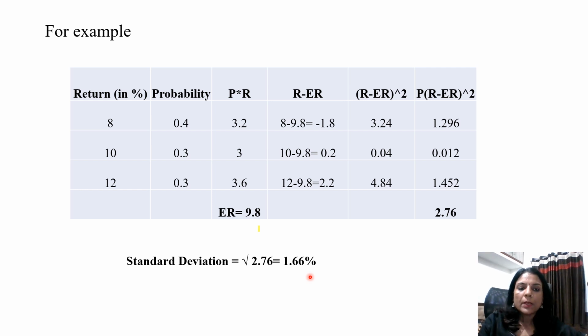So in this example, when you have three securities X, Y, Z, with returns of 8%, 10% and 12% with probabilities 0.4, 0.3 and 0.3, we got the expected return of 9.8%, while the standard deviation is only 1.66%. I hope you understood how to calculate risk and return of a portfolio having different securities.